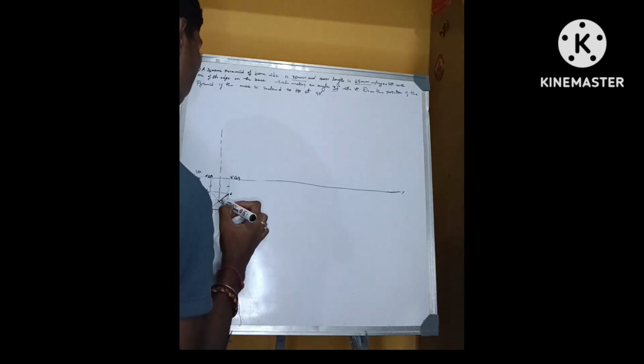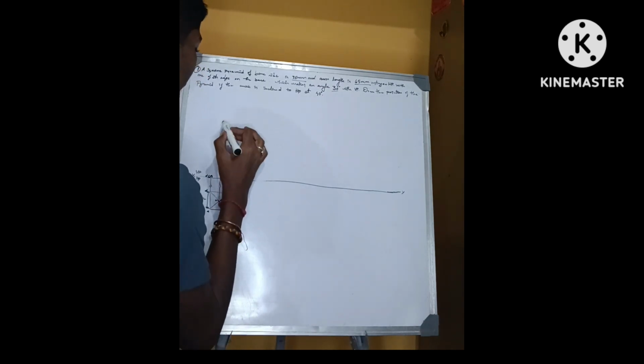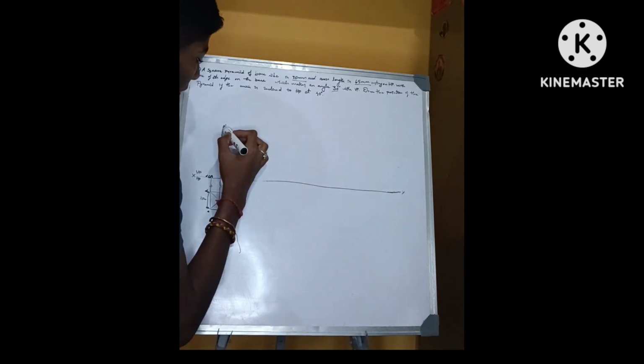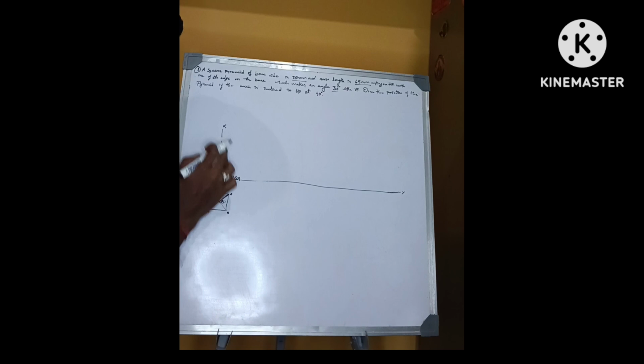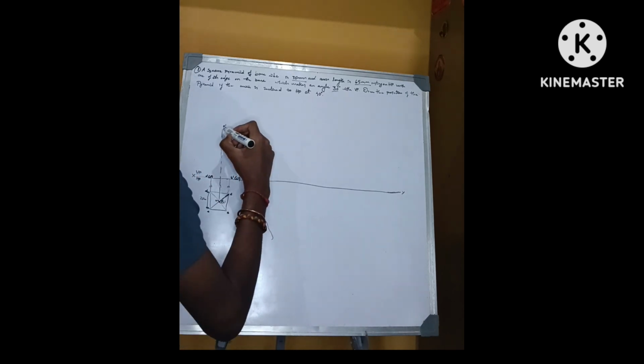Now here let it be O. From here it is O and it is O1. Let's make it O. Now join these points manually.